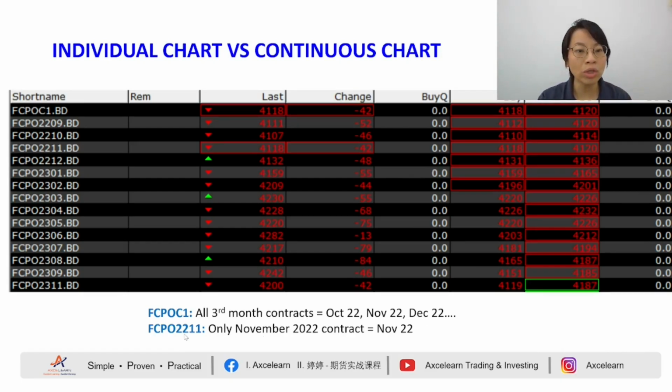But if you look at only the FCPO November contract month, this only captures the November contract itself. Since inception, for example, the November month since let's say 1 to 2 years ago, they already started to capture it, but they only capture the November itself. Unlike the FCPO continuous, which captures all the active months: previously October, right now November, in future December, January, and so on.